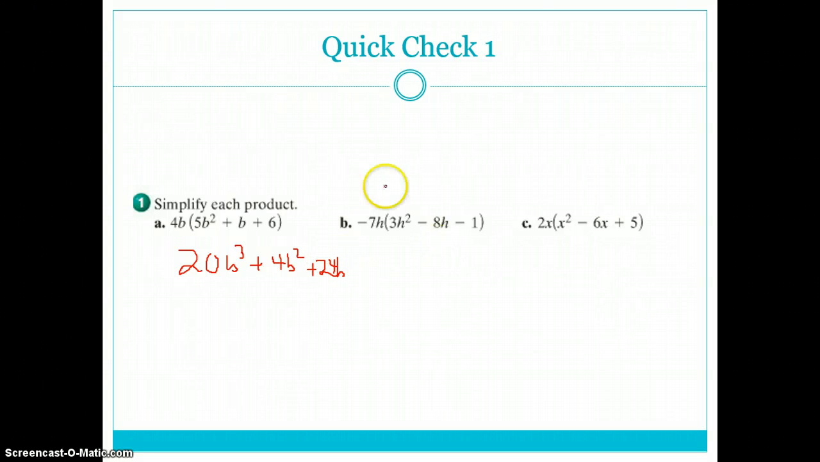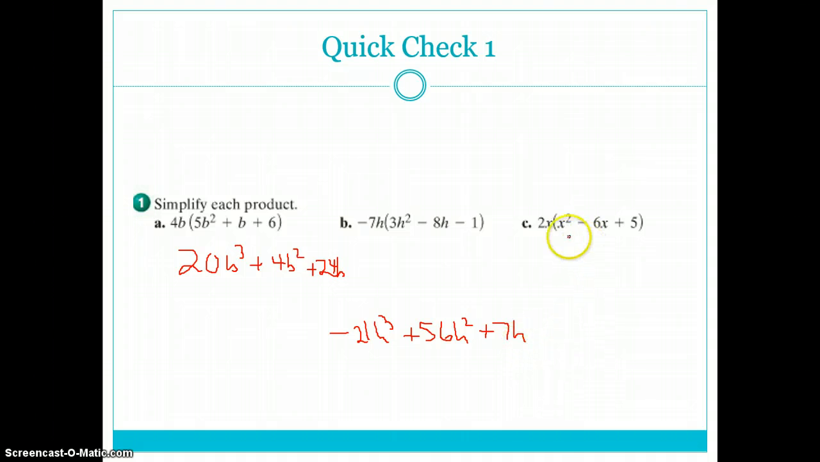All right, the second one, I do have to worry about the signs here. So negative 7 times 3 is negative 21. h cubed. Negative and a negative make a positive. And 7 times 8 is 56. And h times h is h squared. So just one term at a time. And then again, negative and a negative make a positive. And 7h times 1 is 7h.